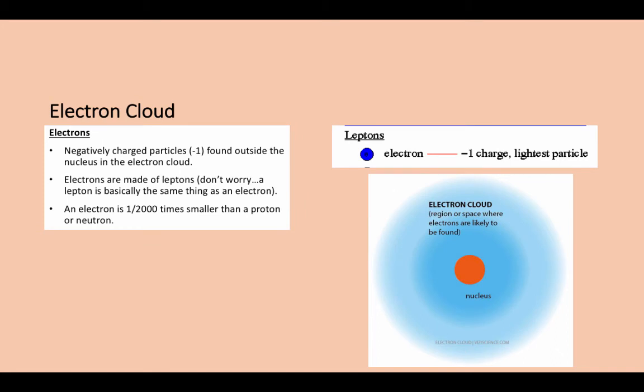An electron exists in the electron cloud. Electrons are tiny, tiny, tiny particles. They're about 1/2000th the size of a proton or neutron. And they are made up of what are called leptons. We're not going to worry too much about what a lepton actually is, but the reason I'm talking about leptons is because electrons are not made of quarks. They're made up of something totally different, which is called a lepton. So we're just going to call them electrons, and electrons have a -1 charge.